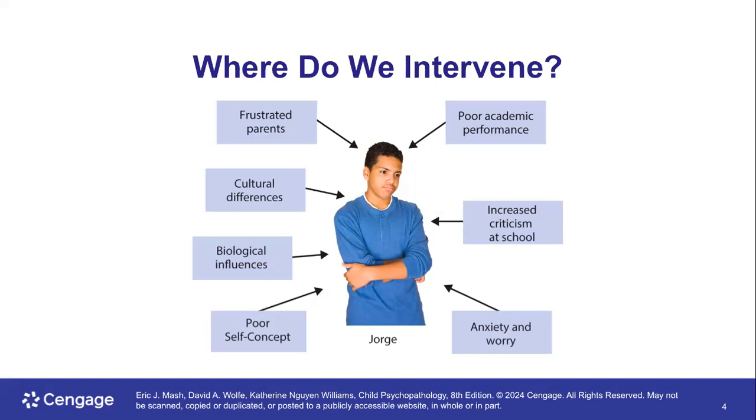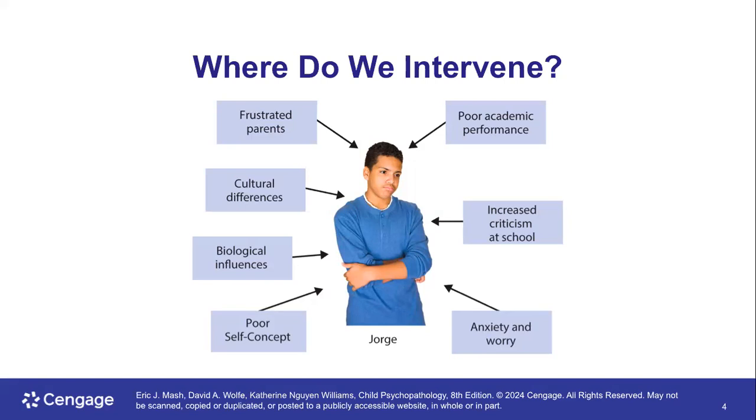We also have ADHD. It could impact one's academic performance. So Jorge might be making careless mistakes in the classroom. Jorge might be impulsive, and as a result, it's possible that he's receiving increased criticism or social alienation from his peers. And that might lead to things like anxiety or worry that he's either not good enough or he's going to fail. So anxiety-based conditions and poor self-concept can occur.